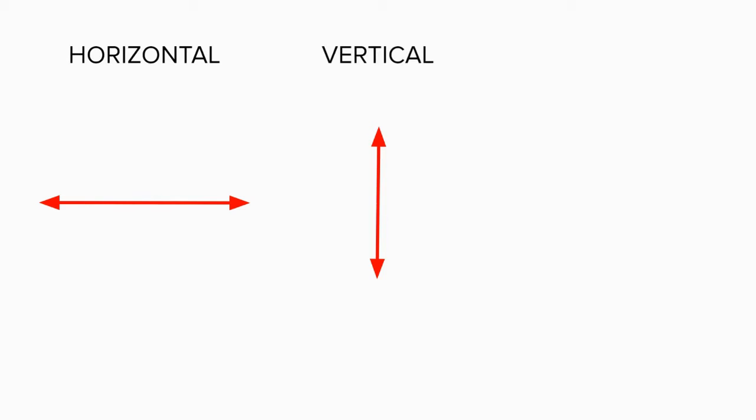Lines can move in multiple directions across the paper. However, the three most common would be left to right, which is known as horizontal, top to bottom, which is known as vertical, or at an angle across the paper, which is known as diagonal. Now, while these are the three most common directions a line can move, they are not the only ways lines can move across a paper.